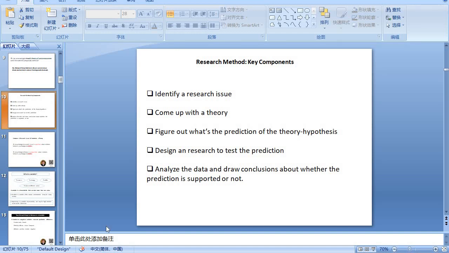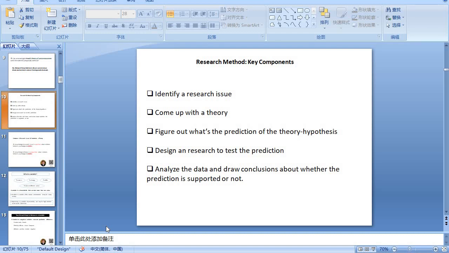All right, let's look at a key component of research. Suppose we're going to do a research project. What are the steps? What are the components we need to have in order to have a successful research project? These are the key steps.